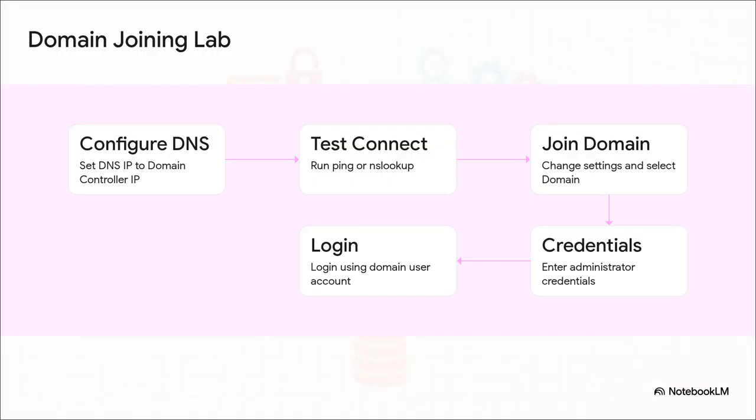Step 1 is absolutely the most critical. You must configure the computer's DNS to point to the domain controller's IP address. If you skip this, nothing works, period. You test connectivity with a simple ping or nslookup. Then you head to the PC's properties, change the settings to join your domain, let's call it company.local, enter your admin credentials, and reboot. Suddenly, Ahmed can log into that machine using company\Ahmed.